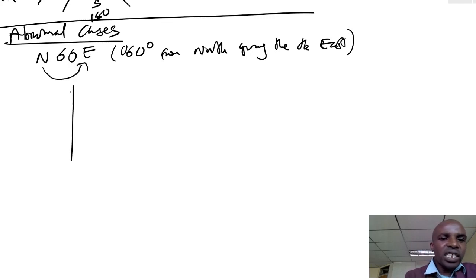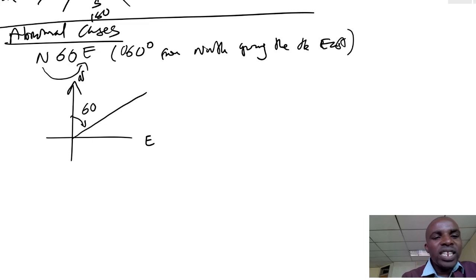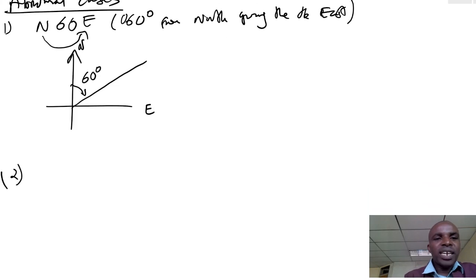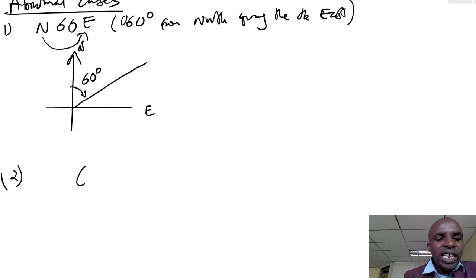So if I can check, it's more like this. This one is my north, then this one is my east. From north going to the east, this angle is actually 60 degrees. That's what it means. That's case number 1. Then case number 2, let me use the same 60 degrees, in this case southeast. 60 degrees southeast.